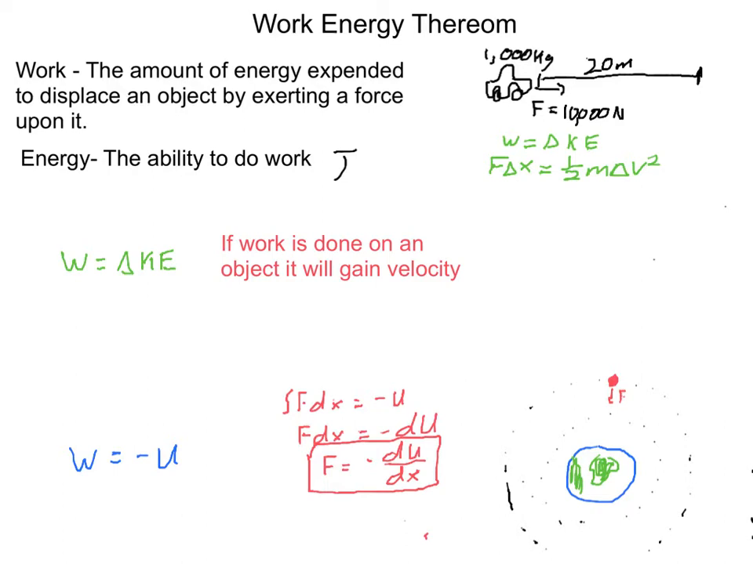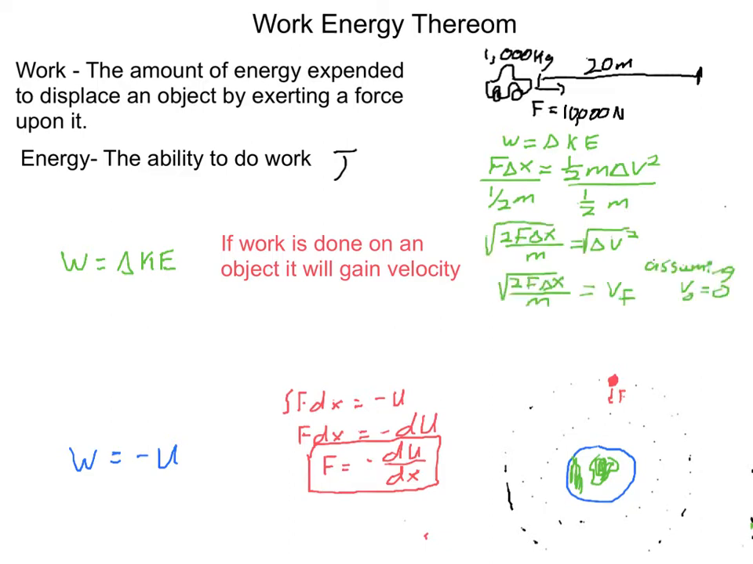Notice also on the work side, F delta X, I dropped off the cosine theta, force times displacement times cosine theta, because I know that the force the engine is exerting is forward and the distance is forward. So the cosine theta is not even needed. So I divide by my 1/2 m, trying to get delta V by itself here. And then, by the way, dividing by half is the same thing as multiplying by 2. That's why that 2 then goes to the numerator. Take the square root of both sides.